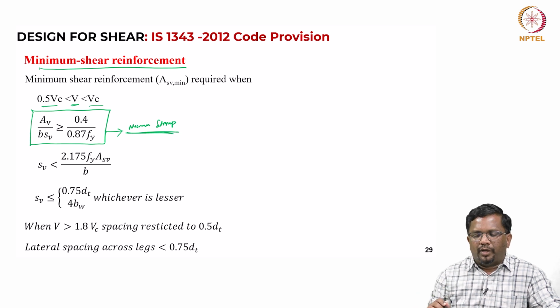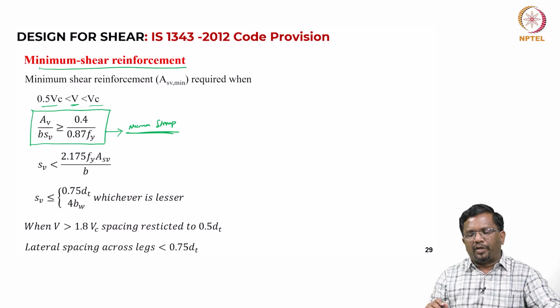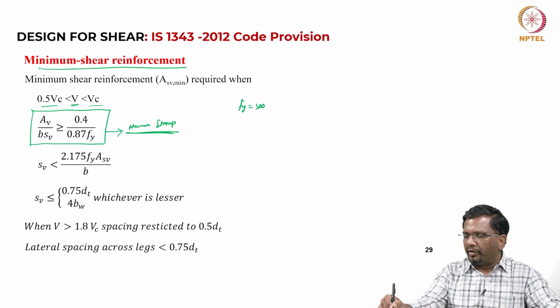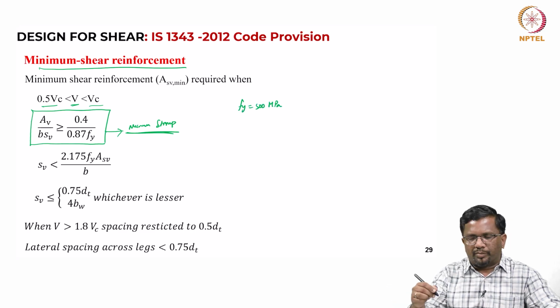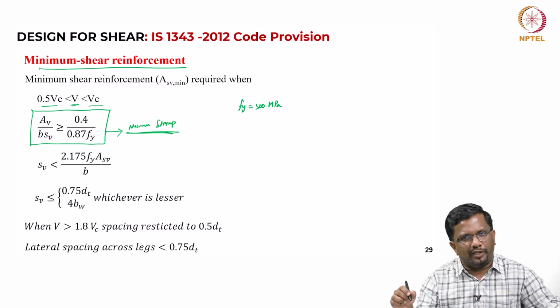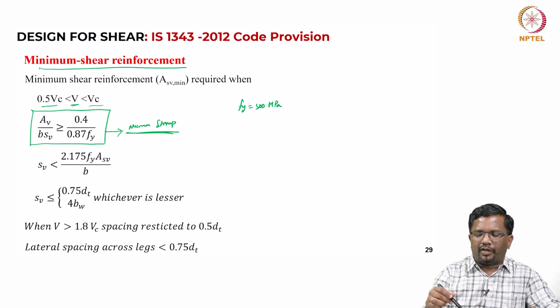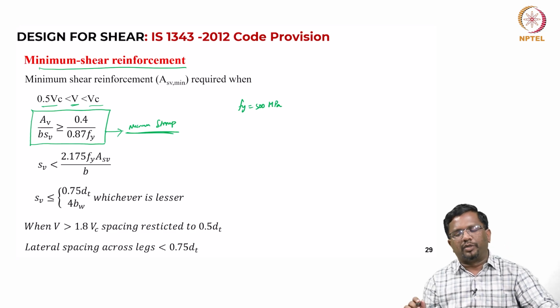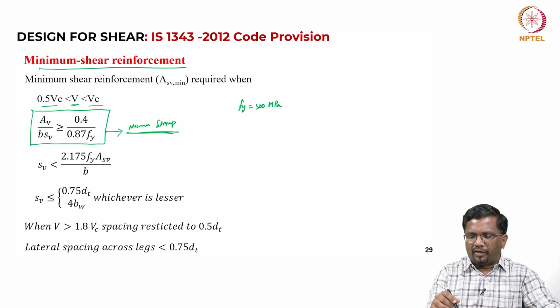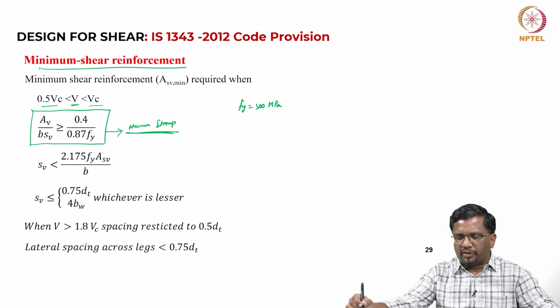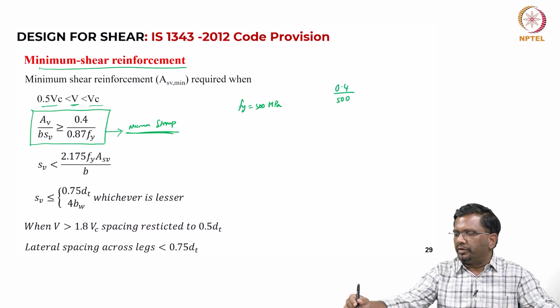So, you see here roughly, the area of Asv by bSv is 0.4 by 0.87 into Fy, right. If you take Fy equal to 500 megapascal, just for comparison, but in our calculations, the IS code does not allow you to take Fy more than 415. So, you can put some 500, and then basically it will become 0.4 by, let us say, 500.